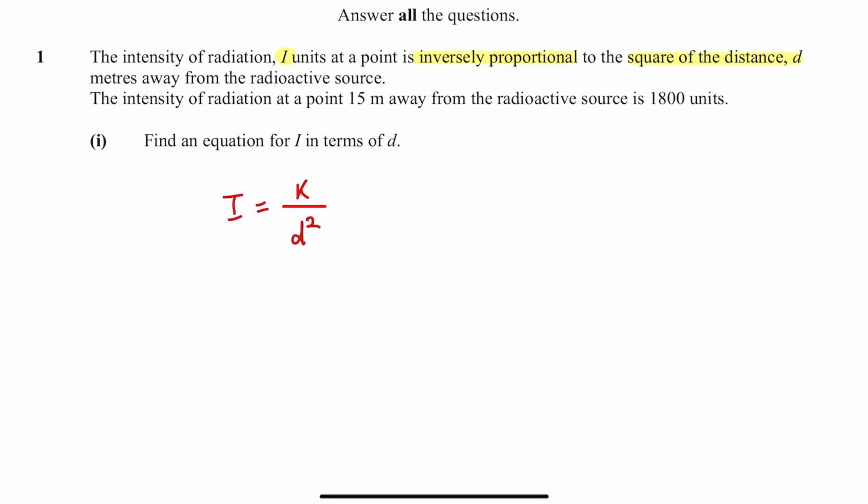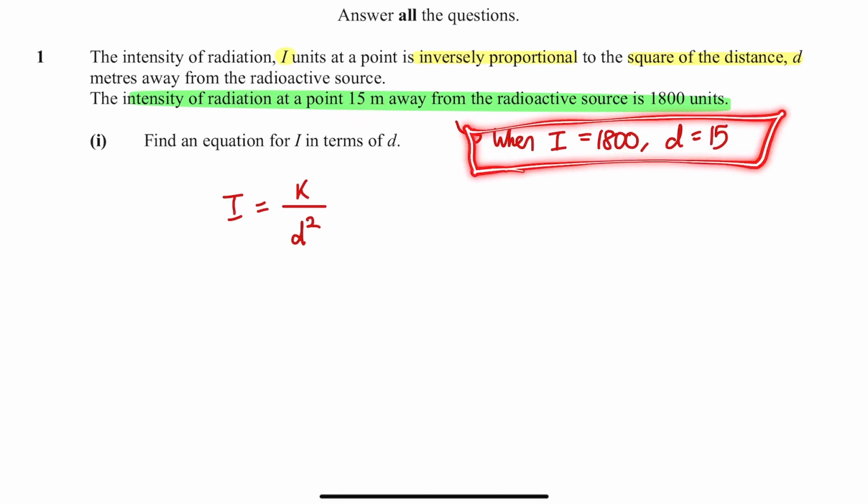Okay, then over here I'm given the important information that I is equal to 1800 units when the distance is 15 meters. This line tells us that when the intensity is 1800 units, the distance is 15 meters. So the intensity is 1800 units at a distance of 15 meters away.